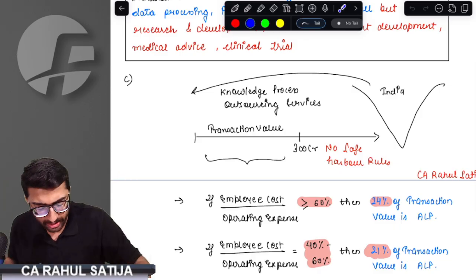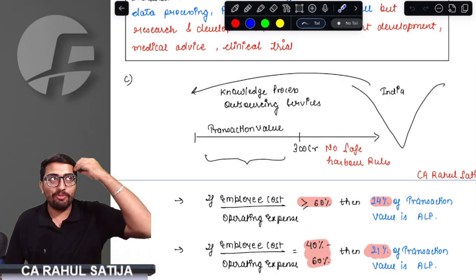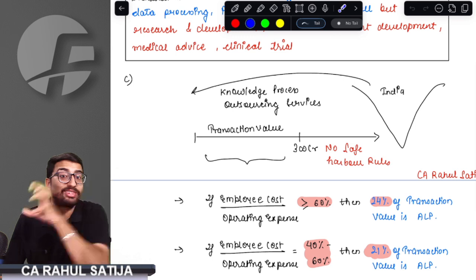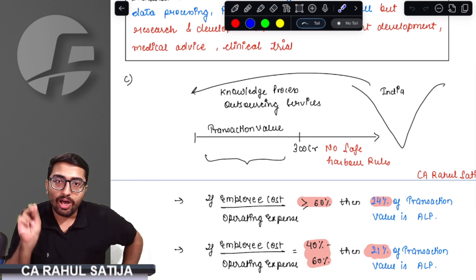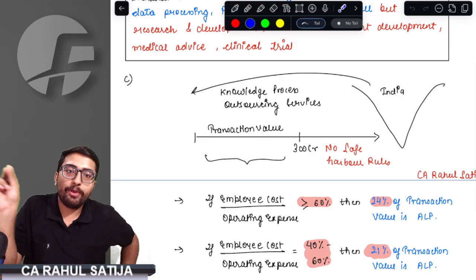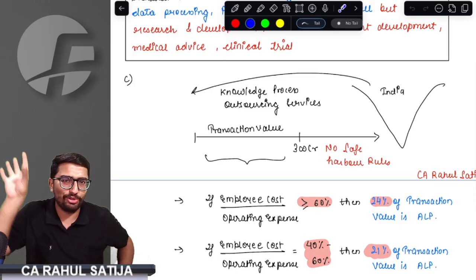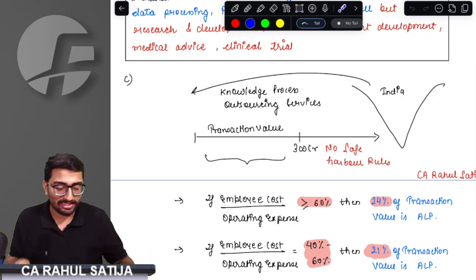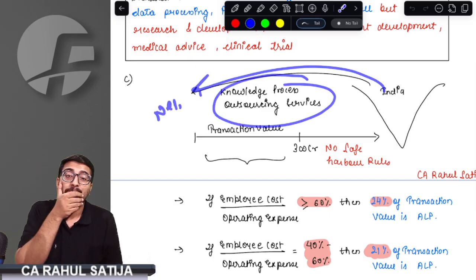Okay, sir. If you are an associate, this is a beautiful point. This will open up the doors of your brain and make you think. Understand this. If you are an Indian entity and you are providing KPO services, knowledge process outsourcing services. You have already read BPO, KPO in childhood. Today you will understand what KPO actually means. If you are an Indian entity providing KPO services to a non-resident associate person.